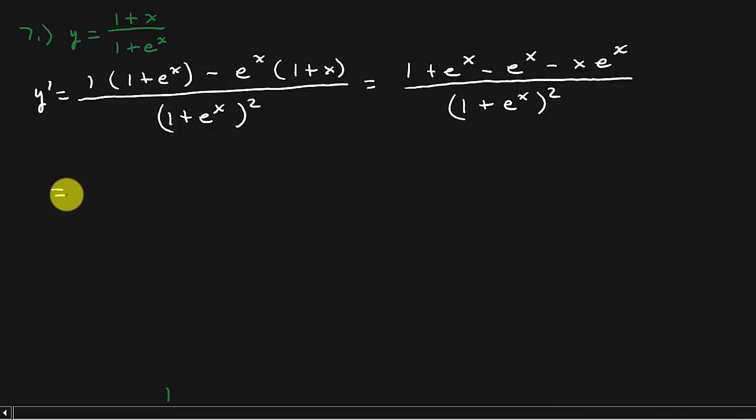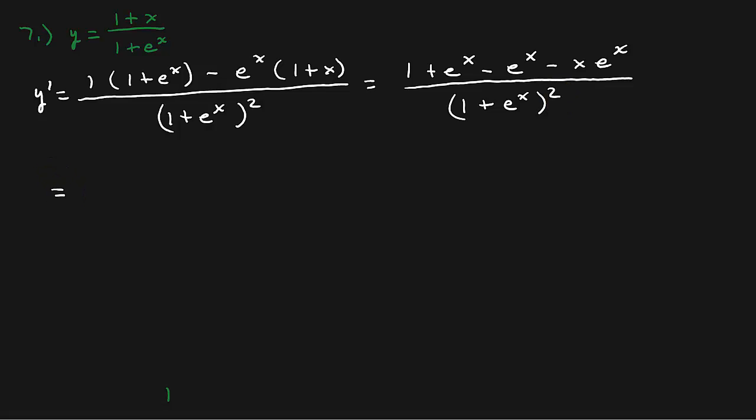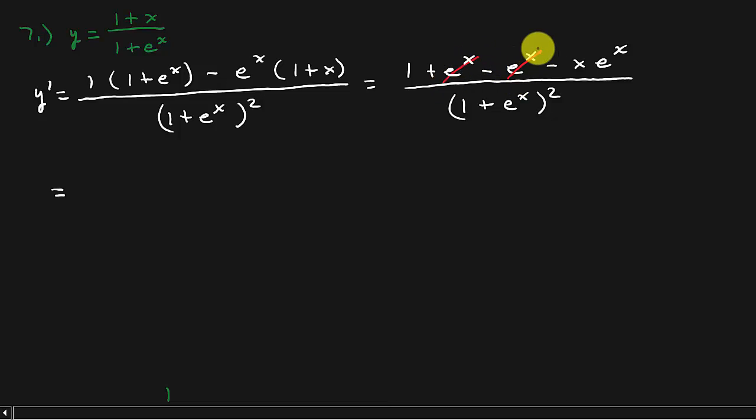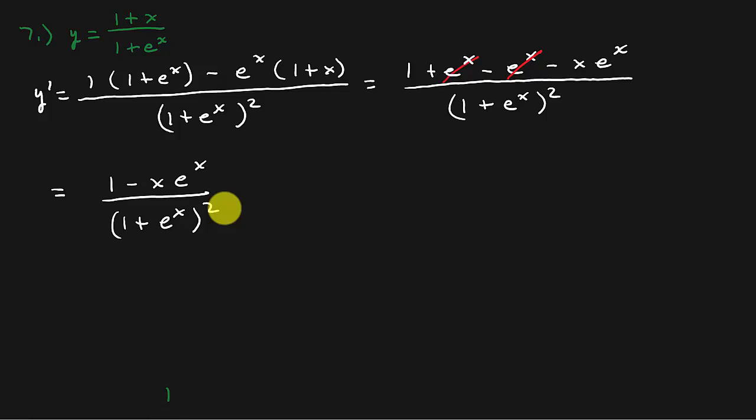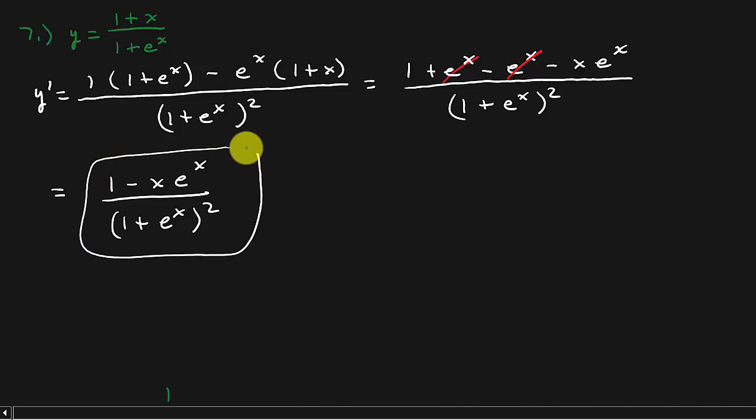All right, so now we've got, well, look at there. See these e to the x's here? Those go to 0, so I'm left with 1 minus x e to the x over 1 plus e to the x squared. And, well, looks like that's about it. That's about all you're going to be able to do with that one.